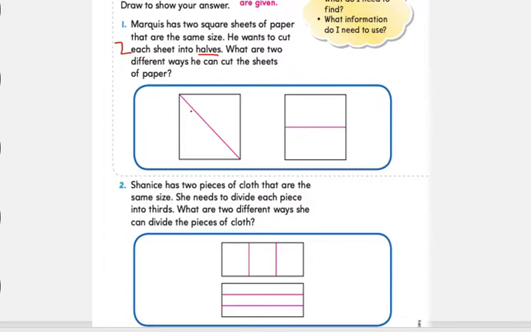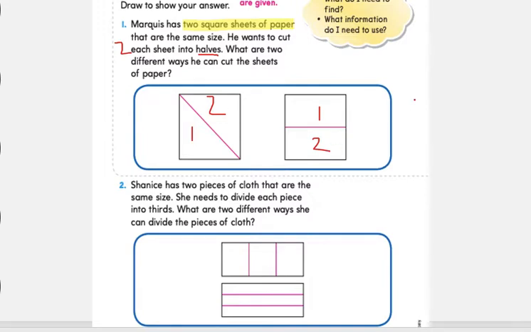So I have my 2 squares over here because it says that he has 2 square sheets of paper. So I would just make 2 squares that are the same size. And he cuts each sheet into halves, 2 parts, but he's cut them differently. So over here, he cut them diagonally. And over here, he cut it right across, side to side.